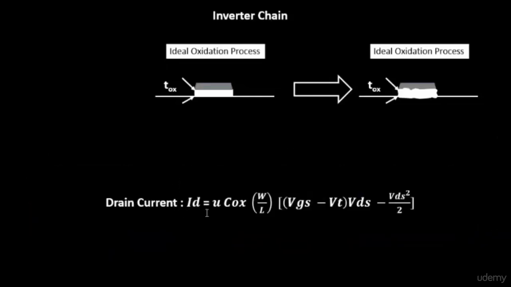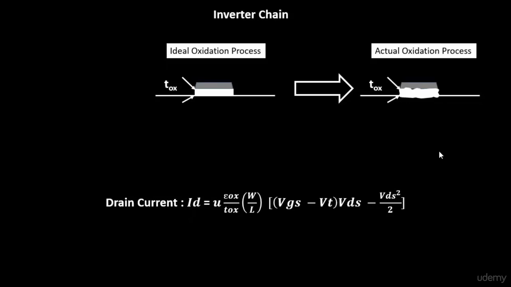Now in the current equation, ID is equal to mu Cox W by L. If you look into the oxide capacitance, which is Cox, that's dependent on the oxide thickness. So this is how your drain current directly gets impacted by the oxide thickness. The more the oxide thickness variation, the more the ID variation. The next job is to identify how much the change in the drain current affects the CMOS inverter behavior. So let's look into this one and also do some smart simulation in the next video.